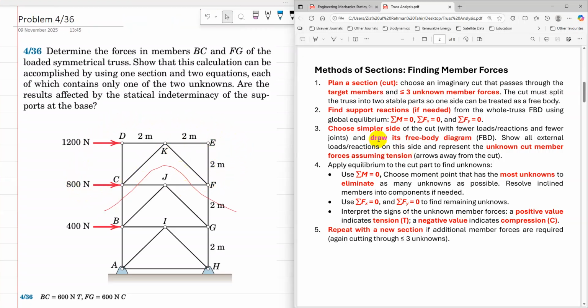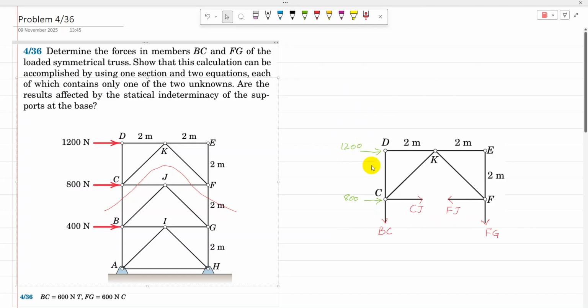Now I'm going to draw the free body diagram of the upper part and show all external loads. There are two external loads and then unknown cut member forces, assuming tension. So there are four unknown cut member forces, and I'm going to assume all of them in tension. So here is the free body diagram.